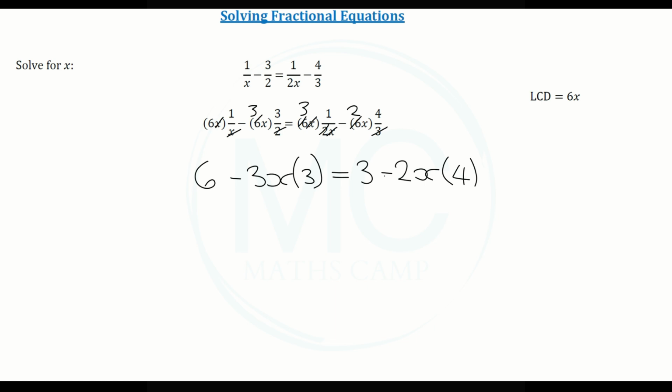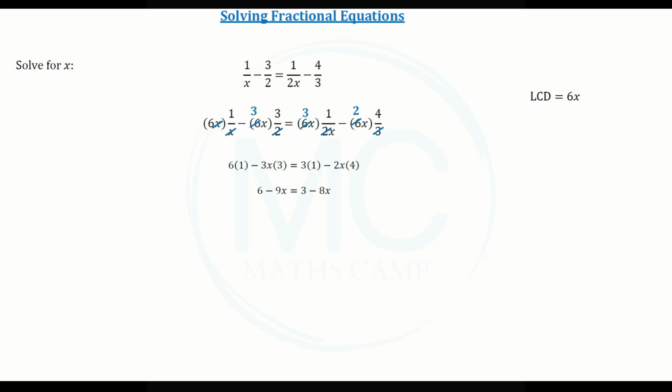Now we can expand our brackets. We have 6. And negative 3x multiplied by 3 gives us negative 9x, is equal to 3. Negative 2x multiplied by 4 gives us negative 8x. And now we can solve for x.